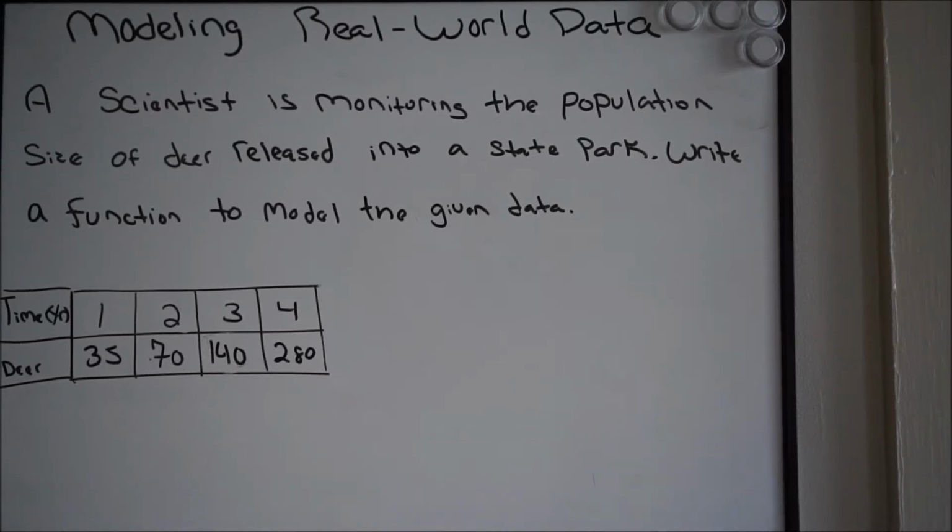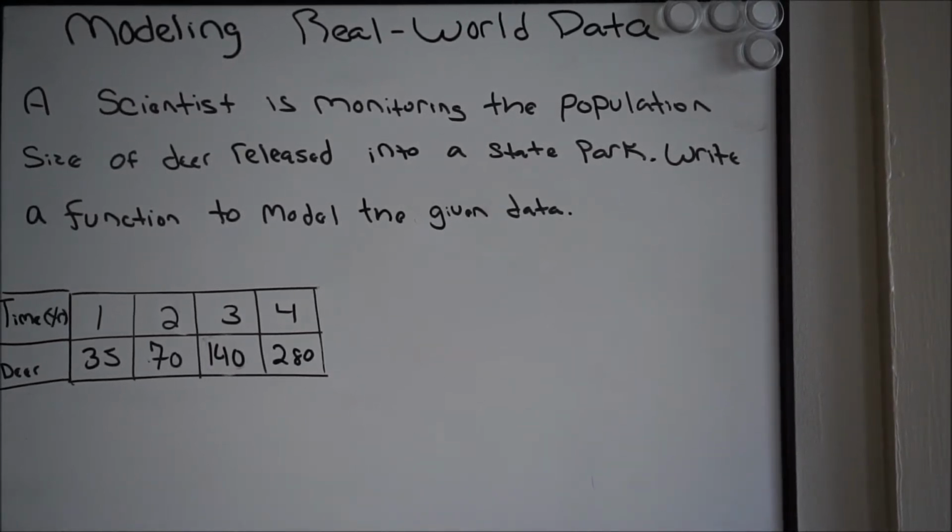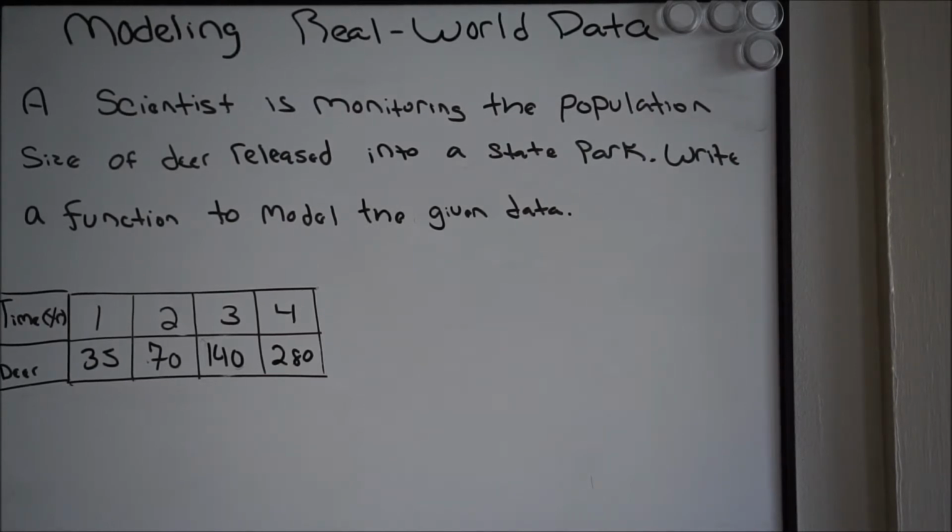Alright guys, so here is our next problem dealing with modeling real-world data. Recall our last video where we were determining what type of function we were dealing with. We were given data and they wanted us to determine, okay, is this going to be linear, quadratic, exponential, square root? And I gave you a list of rules that you can use to determine that. So it may be useful to go back to that video and just refresh yourself, because we're going to be doing the same thing here, except this time I don't have the rules written.